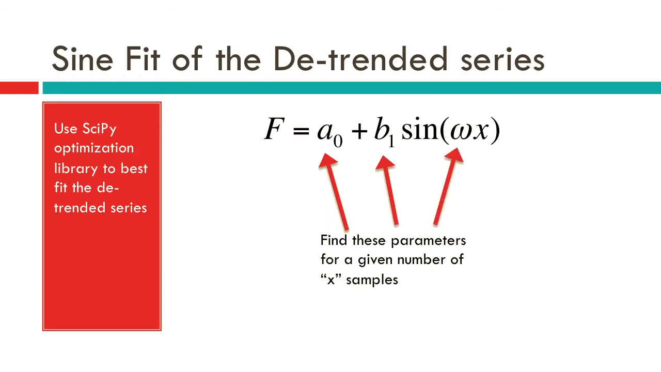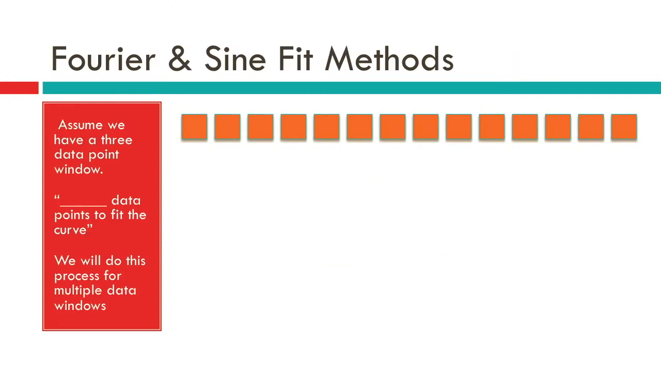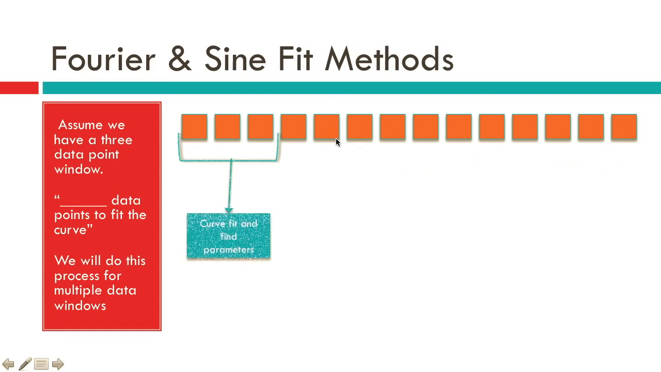Alright, and you may be wondering, well, what's the method by which we're going to do this? So imagine that we have a data window. Okay, so imagine we have a 3-point window. And these are our price data. Each one of these represents a currency exchange rate and an hour. And so imagine we take a window, 3 hours, right?